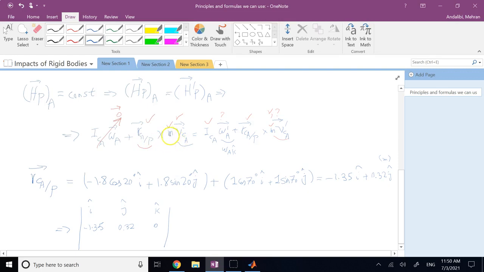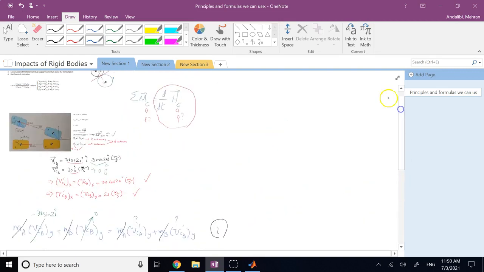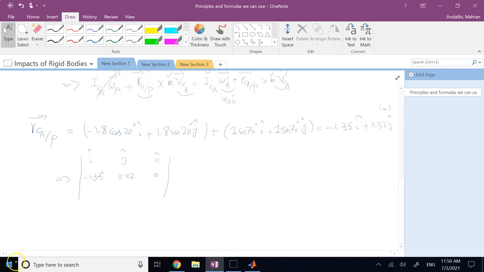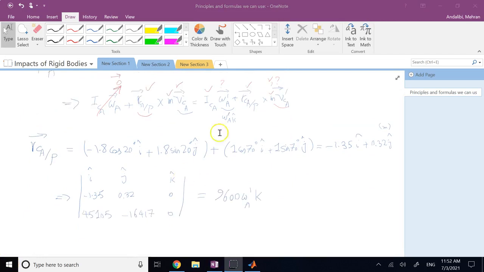And then what you need is to multiply M, which is 1600, by this V of CA before impact, and then plug it into the bottom row of the determinant, which I'll do right now. Here I just calculated it. It is going to be 45,105 I minus 16,417 J plus 0 K. So I replaced it down here. That is this term on the left. Then we have ICA, which is given as 19,600 times omega prime A times K. So that is this guy here.